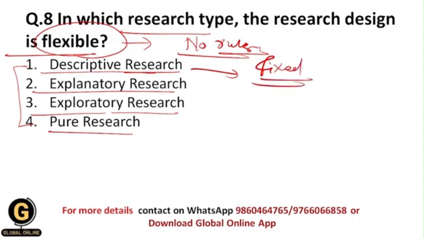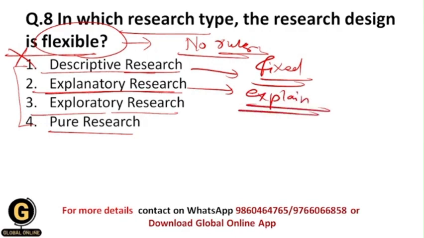We are going to follow the fixed research design over here. There is no flexibility, so this option gets eliminated. In the explanatory research design, we are going to explain the relationship between the variables, whatever relationship exists between them, as it is, and that's why this is also the fixed research design. So this also gets eliminated.